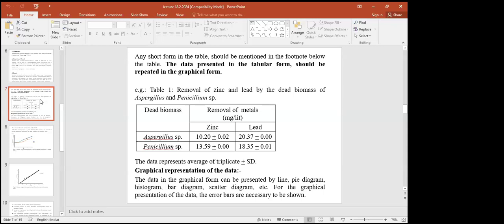The data presented in tabular form should not be repeated in graphical form. By mistake I have written that it can be repeated, but you have to use any one of them. Now this is an example of a table. I have mentioned the title: removal of zinc and lead. I have just randomly taken one example, zinc and lead by dead biomass of Aspergillus and Penicillium.